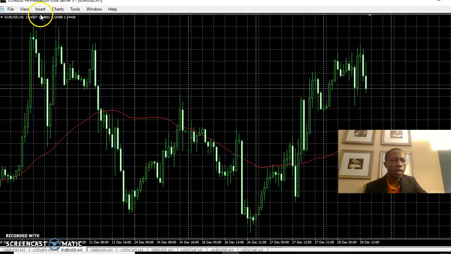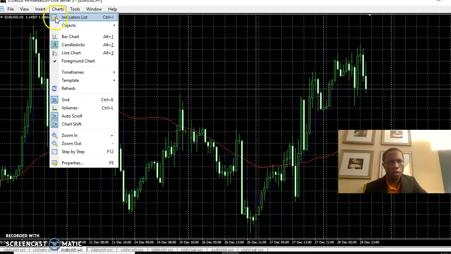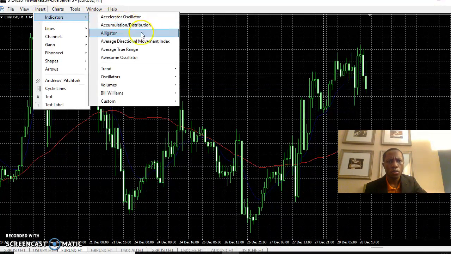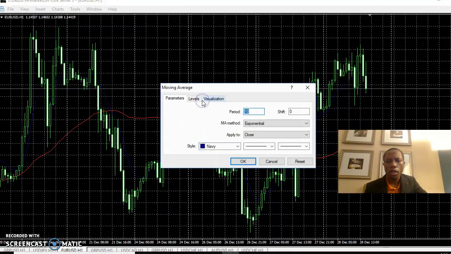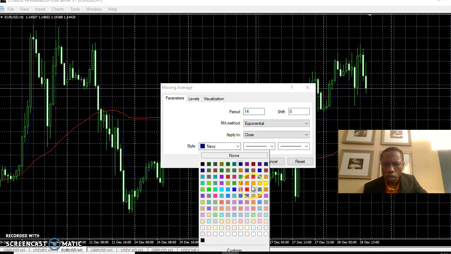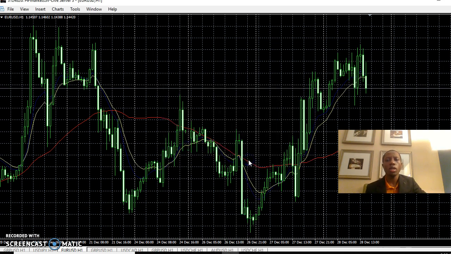Let's do another one again. Come to indicators again, trends and moving average. You input 14, and it's going to be exponential. You change the color to something you can relate with. Yellow, you can see it. I think yellow is okay. Click on it and click OK.